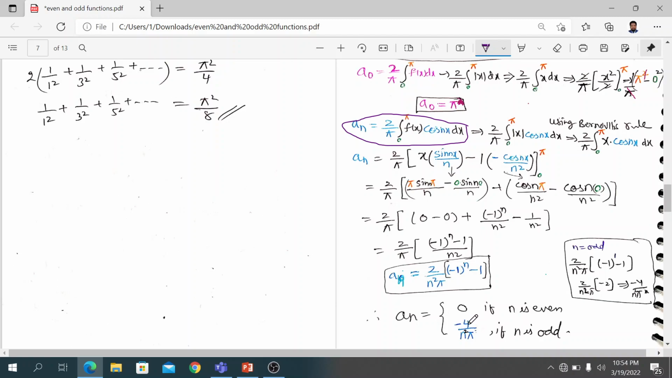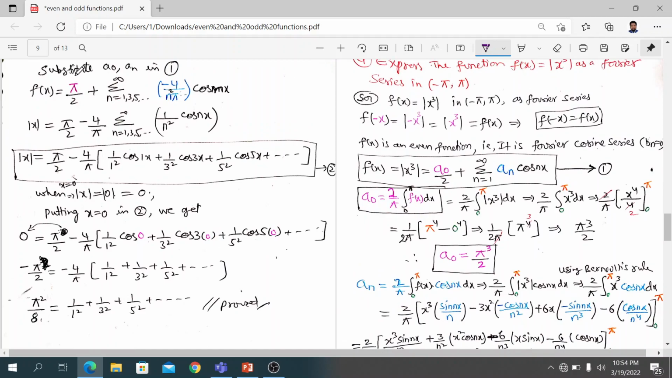And minus 4 by n square pi if n is odd. Suppose just to substitute here 1: minus 1 minus 1 is minus 2, minus 2 into 2 is minus 4, by n square pi. So an is 0 if n is even. An is equal to minus 4 by n square pi if n is odd. Odd means 1, 3, 5, 7, 9.